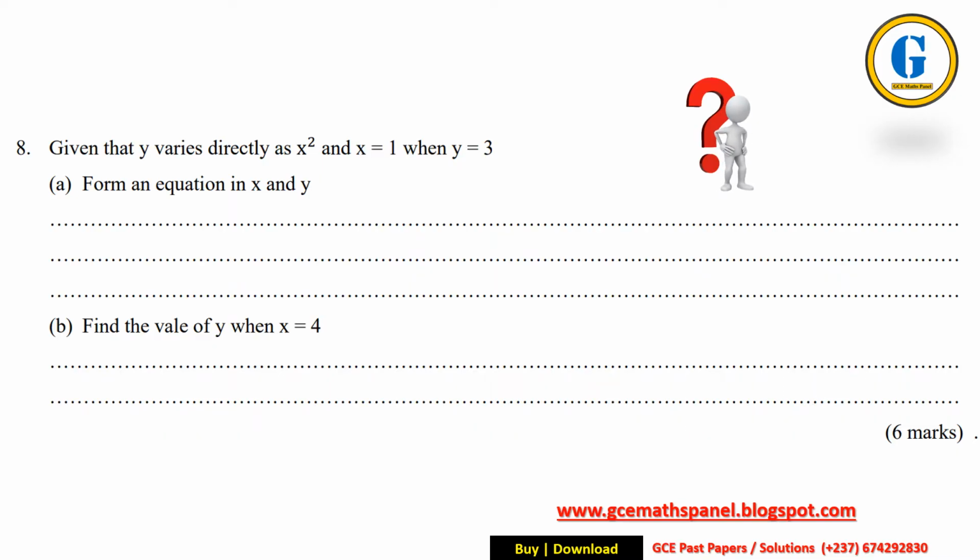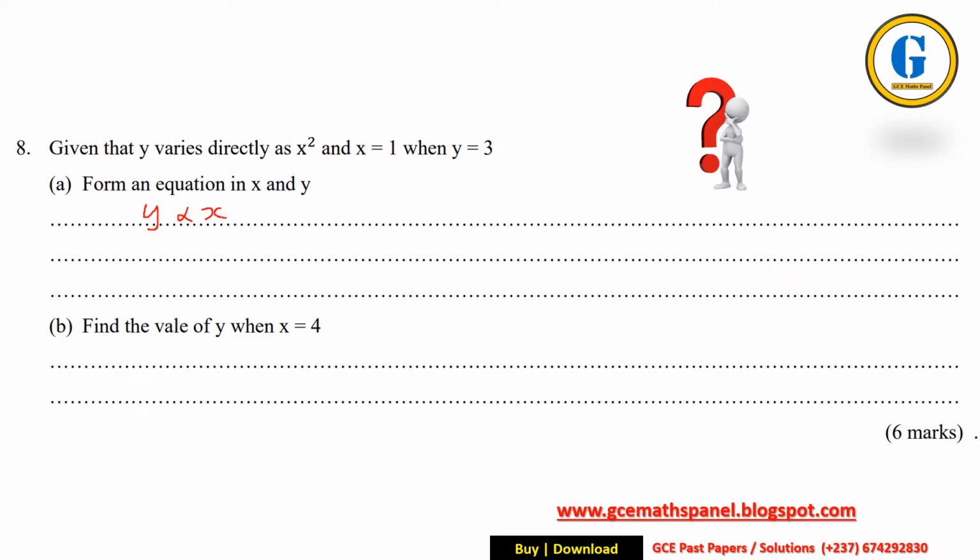Question 8. Given that y varies directly as x squared and x equals 1 when y equals 3, form an equation in x and y. So this is variation, and you are being told that y varies directly as x squared.